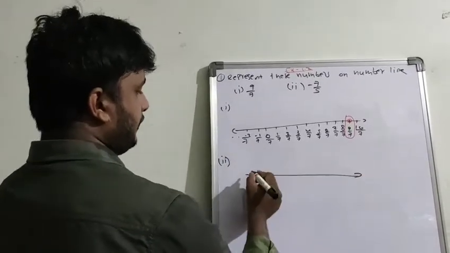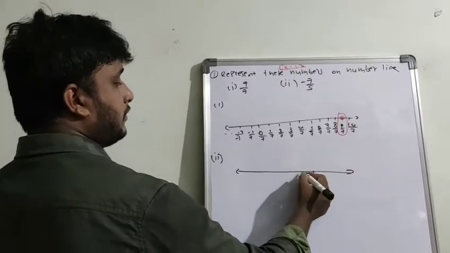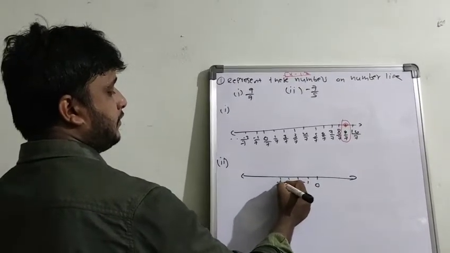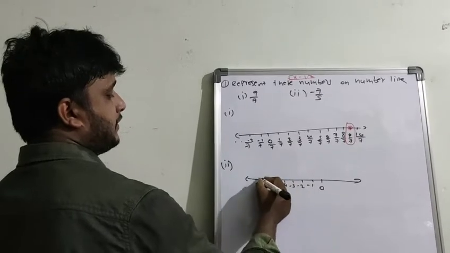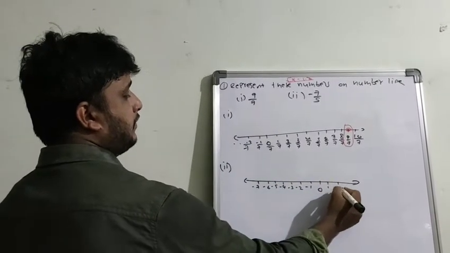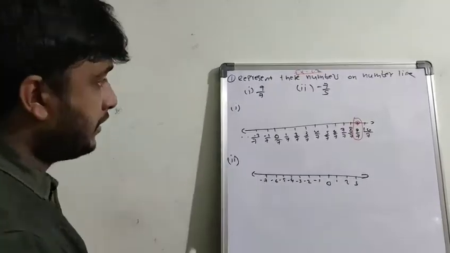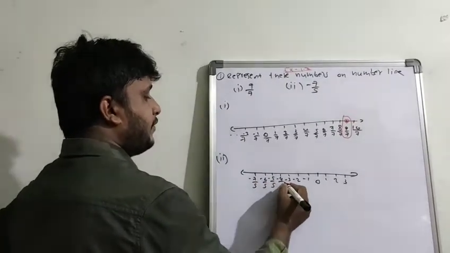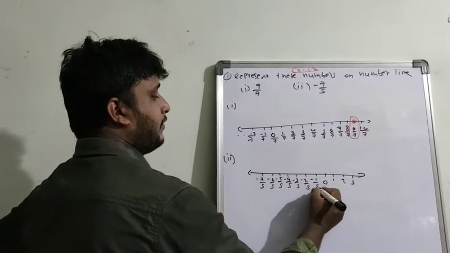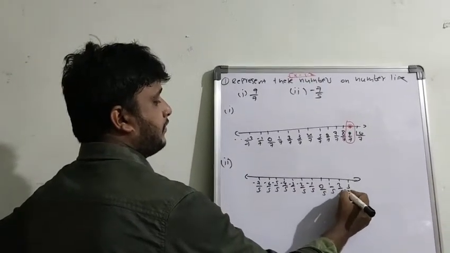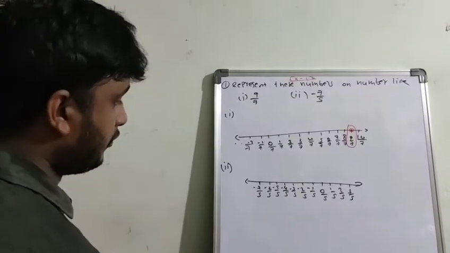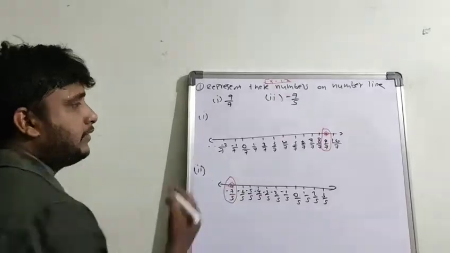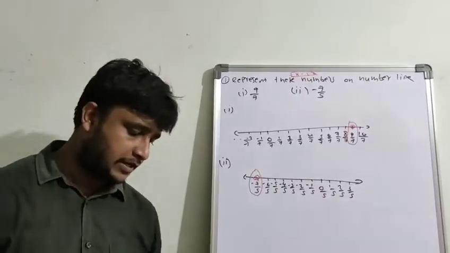Second question. So on the minus side we need -1, -2, -3, -4, -5, -6, -7 and 1, 2, 3. Yes, we divide with 5: 5 by 5 by 5 by 5. Yes, now we need -7 by 5, so -7 by 5 here and make it 10. So this is the way you have to represent on the number line.